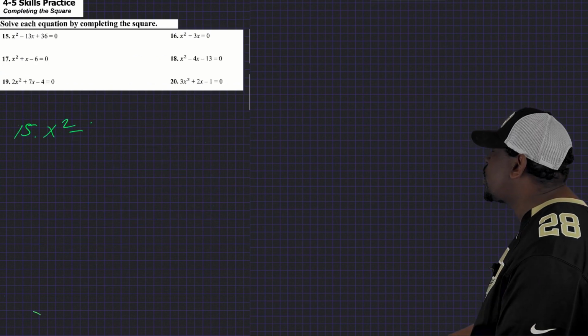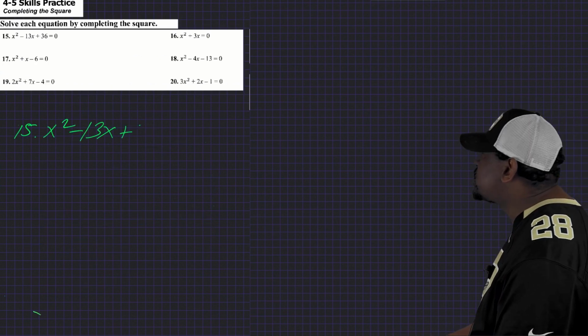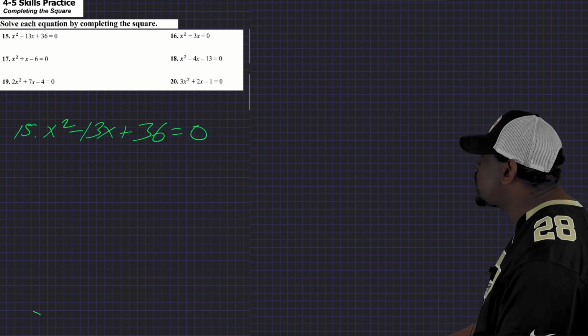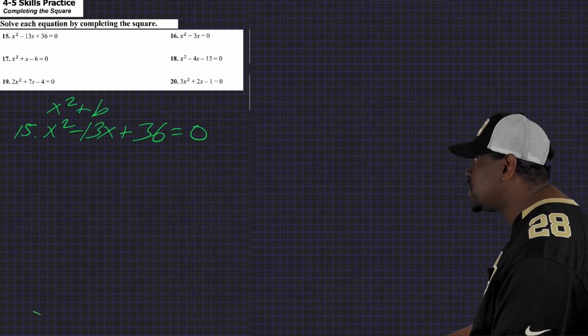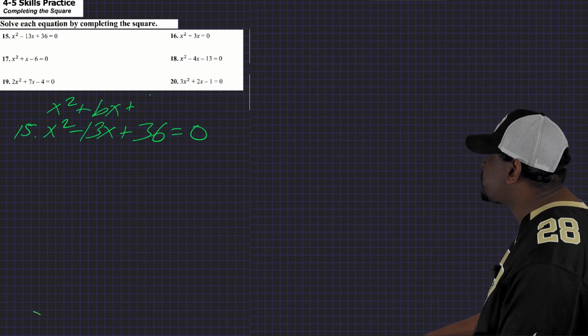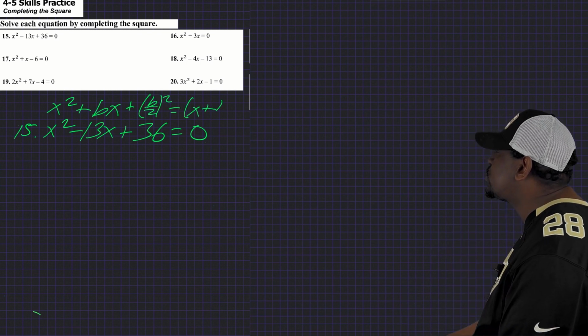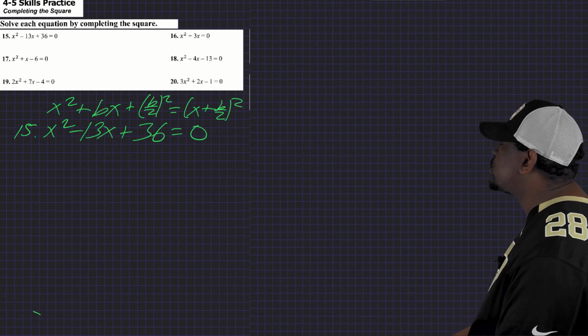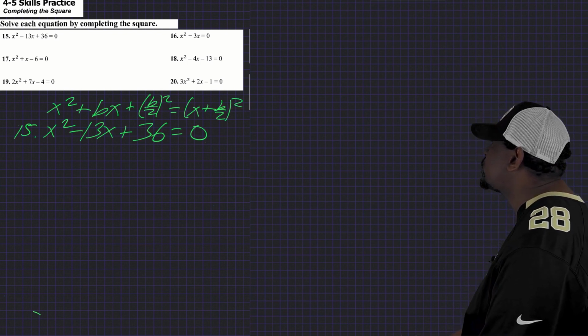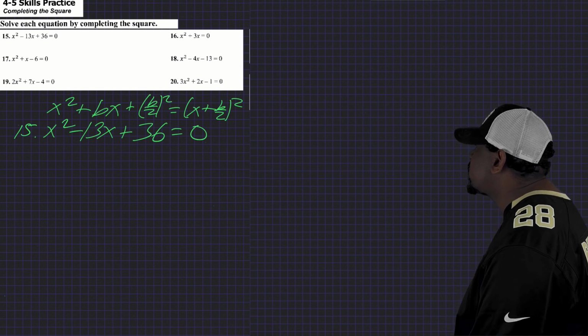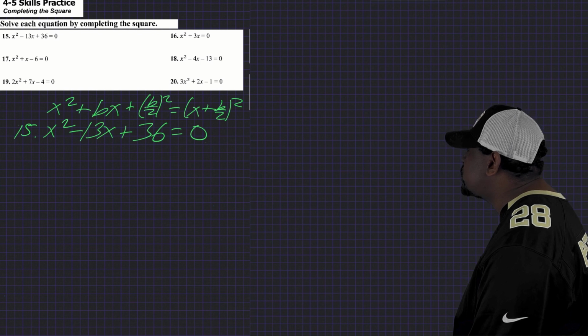Very good. So we'll start with 15. x squared minus 13x plus 36 is equal to 0. Now, since this is not a perfect square, we have to eliminate the 36, which you will see here in a second. So what I do right now is I put the general form of completing the square, which is x squared plus bx plus b over 2 squared. And that will factor into x plus b over 2 squared. Since 36 is not the perfect square term for b equal to negative 13, we will subtract 36 from both sides. That will be our first step.